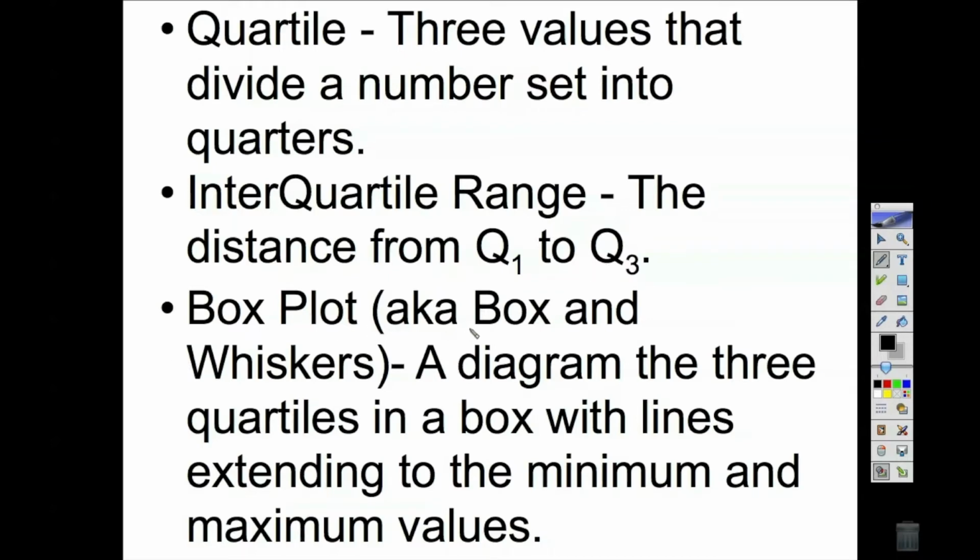A box plot, also known as box and whiskers, is a diagram that depicts the three quartiles in a box with lines extending to the minimum and the maximum values. These two lines that extend from the box to the minimum and from the box to the maximum are known as the whiskers. It is possible that these two lines may or may not exist, depending on how the data we have is represented. All right, so let's get started with an example.